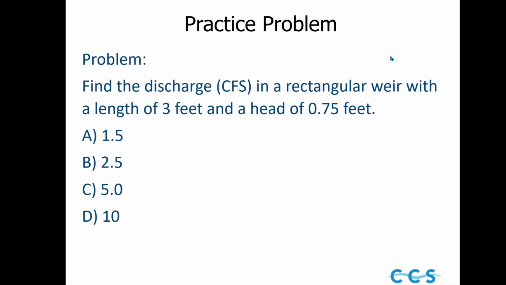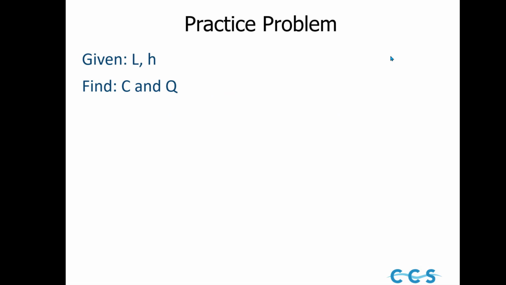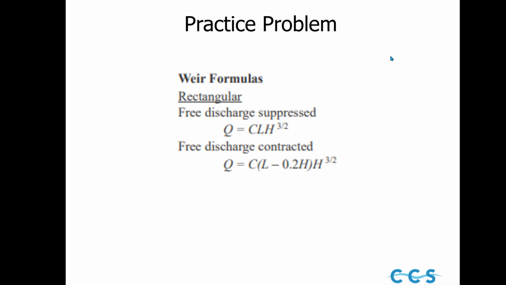So the first thing we're going to want to do is identify what is given in the problem, what we need to find, and then what equation we can use to find those variables. The given is the length of the weir, and we have the head, or height, of the weir as well. Those are two important components, but we're going to need C and Q based off the given equation to finish this problem. So I searched in the FE handbook for weir formulas.